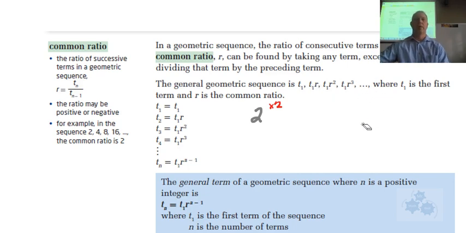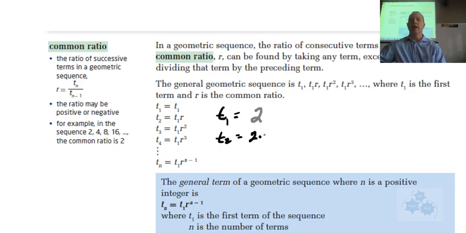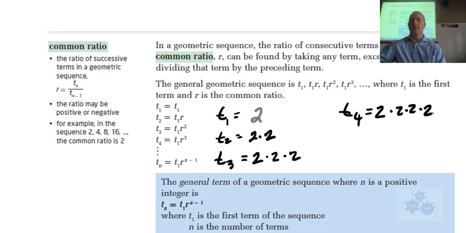Let me show you. So, pen, where are you? Okay. So let's say my geometric sequence starts with a 2, and that's t1, right? t2 is going to be 2 times the common ratio, which is 2. t3 is going to be 2 times 2 times 2. t4 is going to be 2 times 2 times 2 times 2. And so look at what's happening.